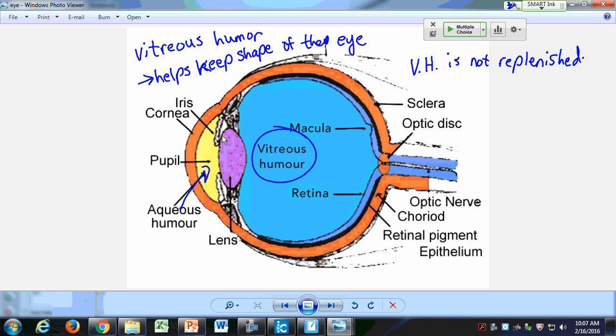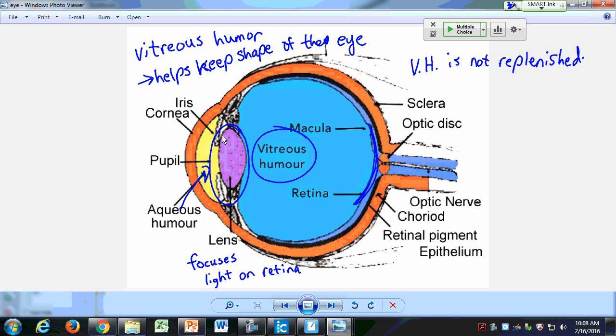You also need to know the lens. This is the lens. It focuses light on the retina. And the retina is here at the back of the eye, right here.